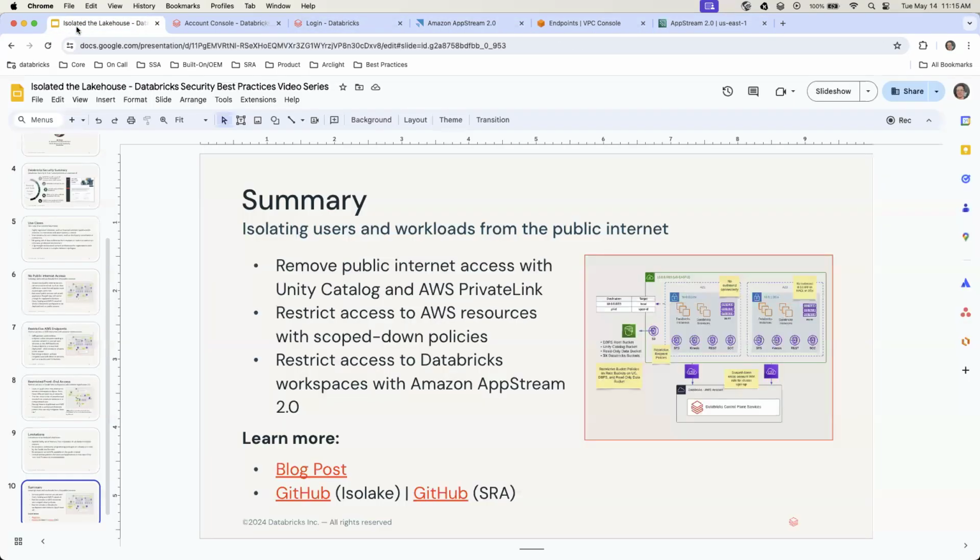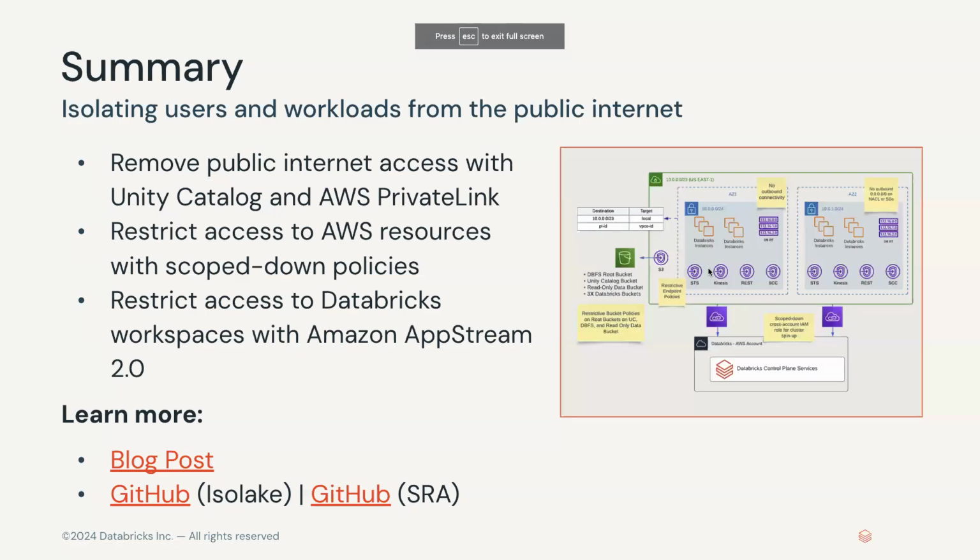So to top off, we have our isolated network pattern with our quote unquote Isolake architecture that allows the clusters to interact with Databricks resources through Unity Catalog, as well as AWS resources through various interface endpoints and S3. And we have a front-end PrivateLink pattern that allows users to only access the workspace through an AppStream instance. And with that, that's a summary of our isolated Lakehouse pattern here on Databricks.